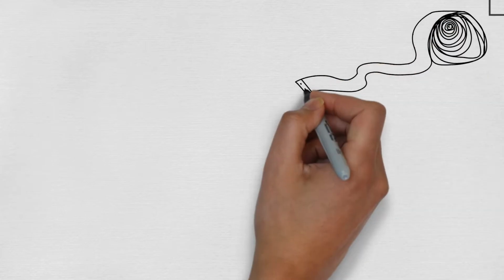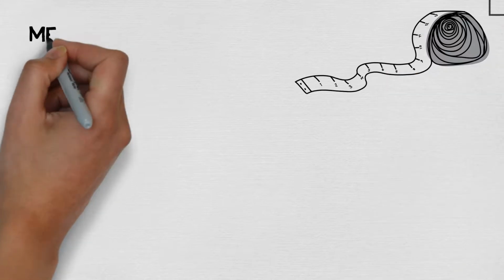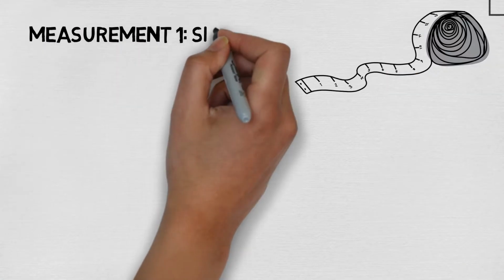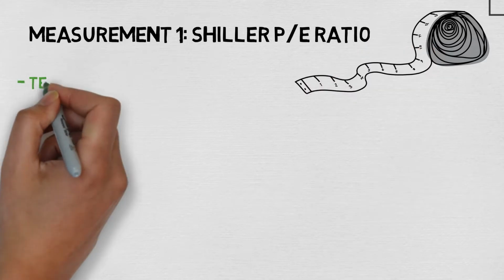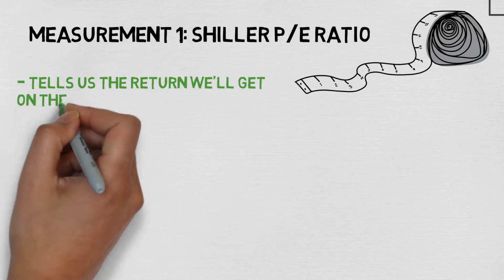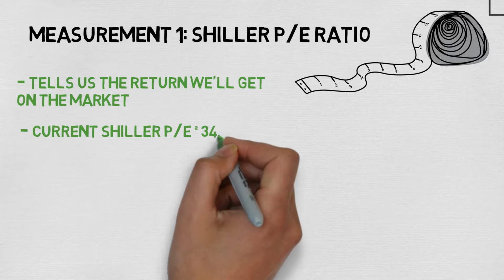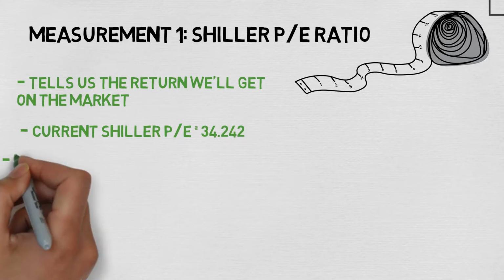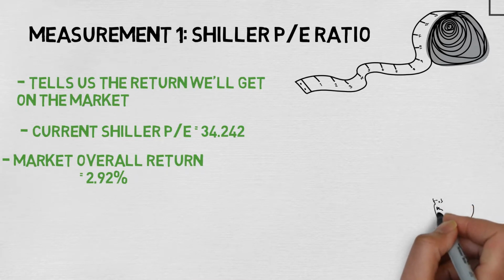So one of the most important measurements that we have to look at when figuring out if the market is overpriced or a bubble type market is the Shiller P ratio. This is a measurement recommended by Warren Buffett's mentor, Ben Graham, and it tells us the return we'll get on the overall market based on the current price levels. So currently the Shiller P ratio is 34.242. This means that the US market is priced at a 2.92% overall return. It doesn't take a genius to work out that that's pretty low.